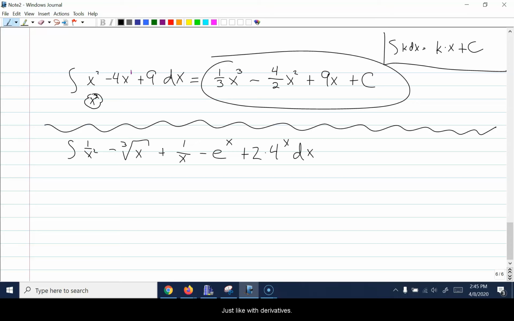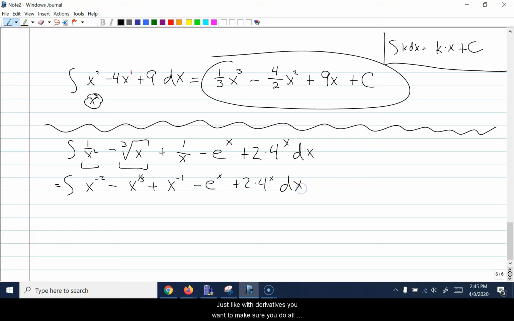Just like with derivatives, there are things that can turn into exponents that don't look like exponents. This 1 over x squared is basically a power of x. I'm going to rewrite that as x to the negative 2. This cube root is a power of x. That's x to the 1/3. This 1 over x is x to the negative 1. There's nothing to do with these other guys. Just like with derivatives, you want to make sure you do all the stuff at the same time. Like I have been rewriting, not integrating yet. So I want to keep the integral and the dx here to indicate that I still need to integrate the thing.